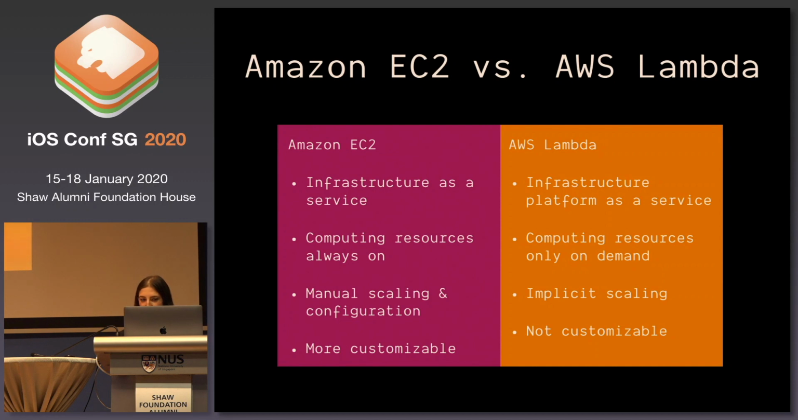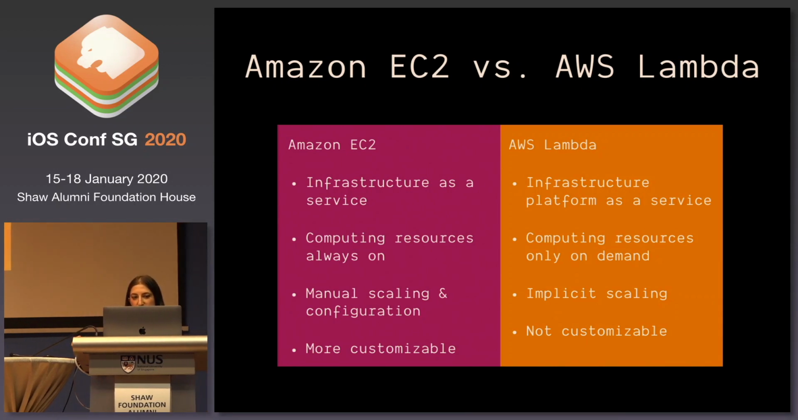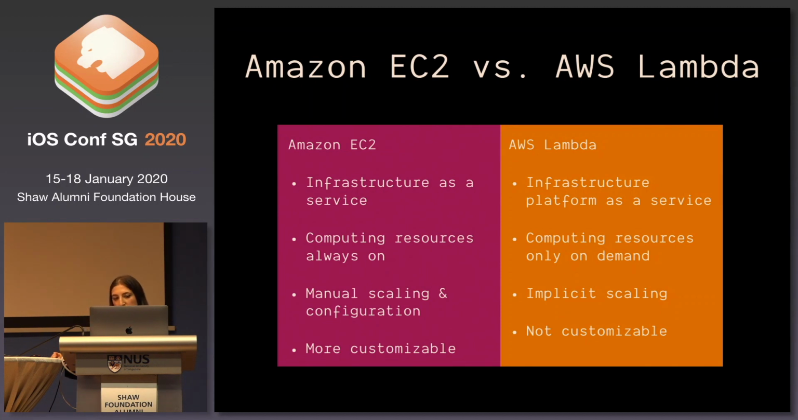AWS Lambda is a little bit different. We're engineers here, and we iOS engineers love abstraction. AWS Lambda is a more abstracted way of accessing Amazon's servers. What AWS Lambda does is it's an infrastructure platform as a service. So rather than directly managing servers, you basically get computing resources only on demand, and I'll elaborate more on what that means. And these resources implicitly scale based on the number of requests they receive. And it's less customizable than Amazon EC2 instances.